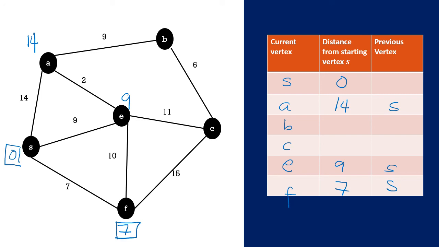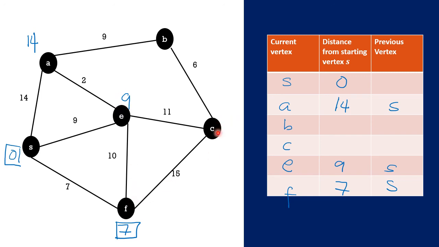And then we now look at the vertices adjacent to F. So that's E and C. Take note, I no longer look at S because that's already boxed. We already visited that. So we're just looking at E and C. Okay. So if it's E via F, what would be the distance? So that's 7 plus 10. So that's 17. But that is greater than 9. So I will no longer update this.